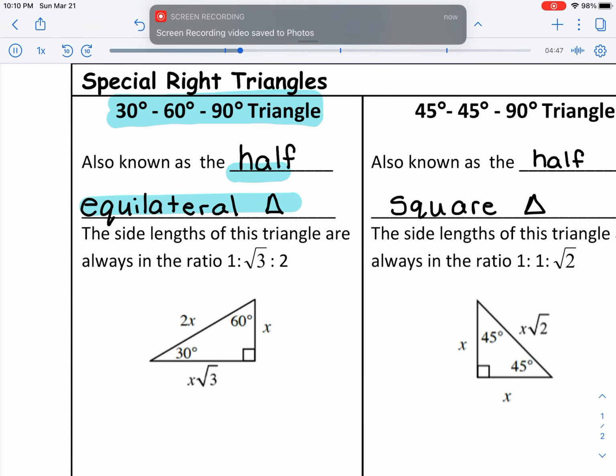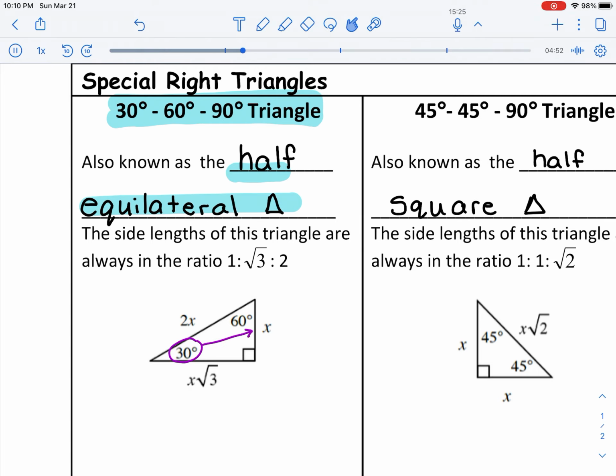I know that the leg, which is opposite the 30-degree angle, will always be my shortest side. And we're going to call that side length x. I know that the side opposite my 90-degree angle will always be my longest side, my hypotenuse, and that is always going to be 2x. And then the side opposite of 60 degrees will always be the short length times the square root of 3.